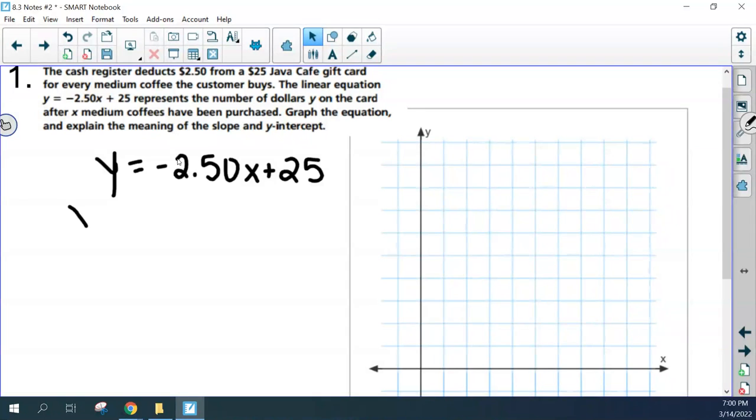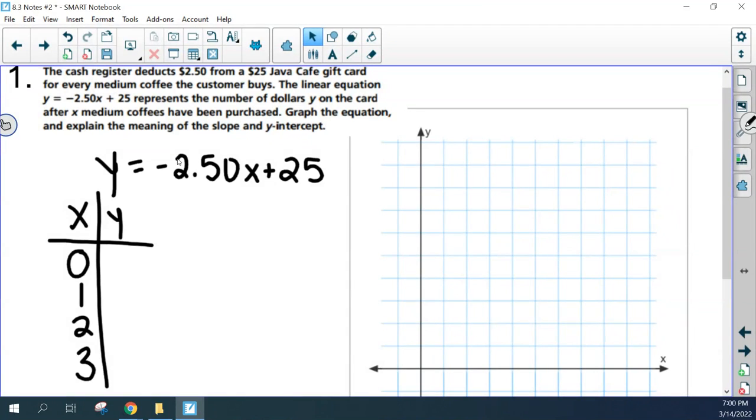So we are going to make an XY chart of the number of coffees and how much is left on the gift card. We can't have a negative number of coffees, so we're going to start with 0. So 0 coffees, I'm going to plug that in for x, and I would get negative 2.50 times 0, which is 0, plus 25, so I would get 25.